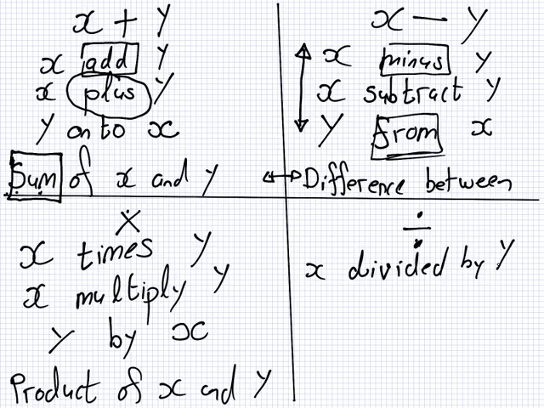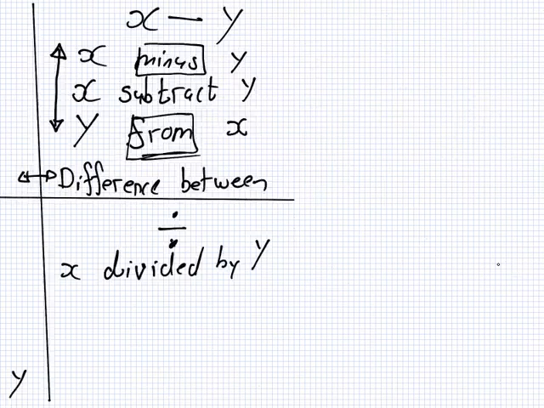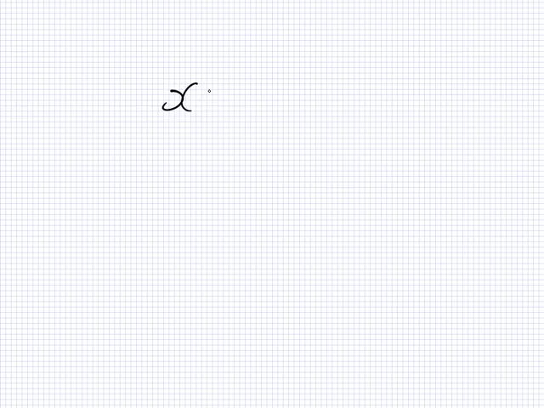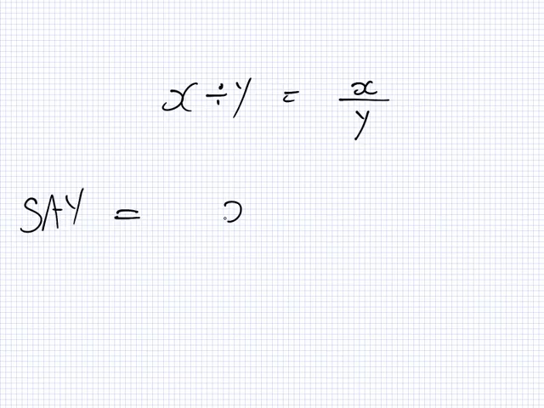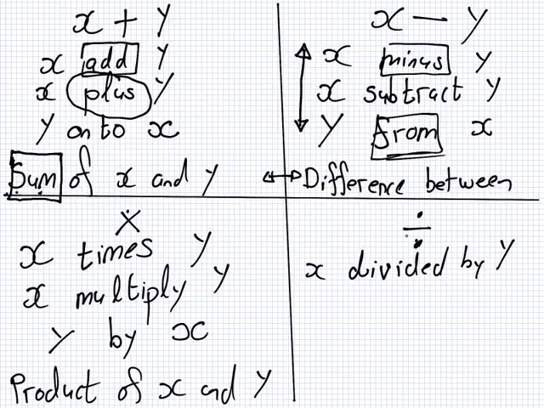Now, I think you know the next one. I'll give you a little clue. This you can write like this. So you can say, there you go, X over Y. Very good. So, X over Y.